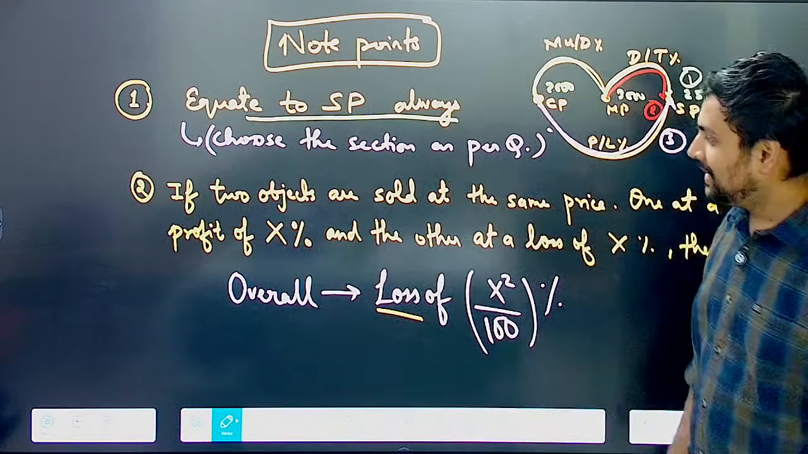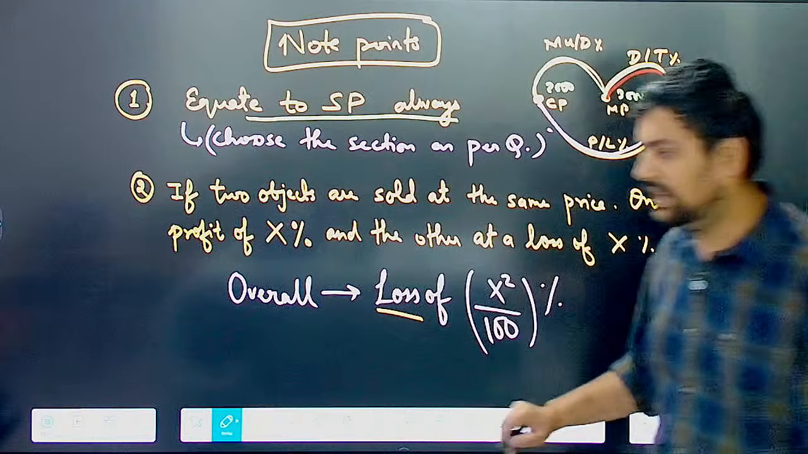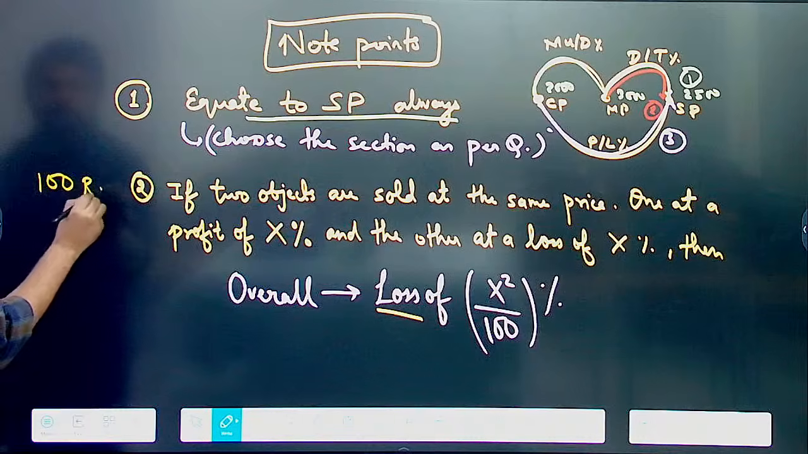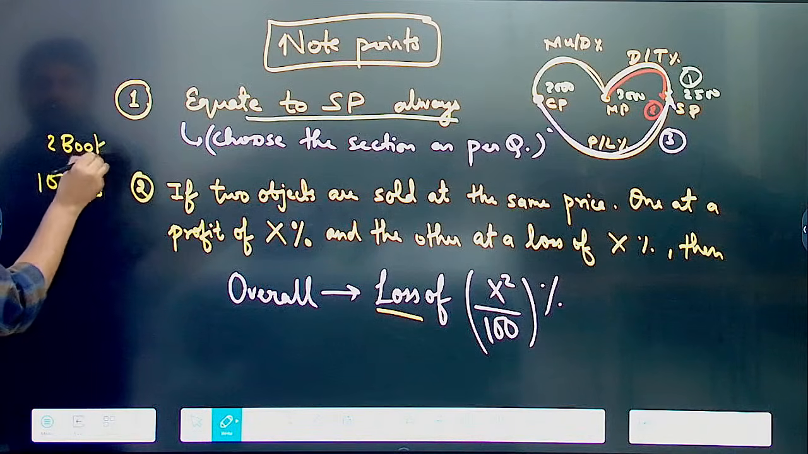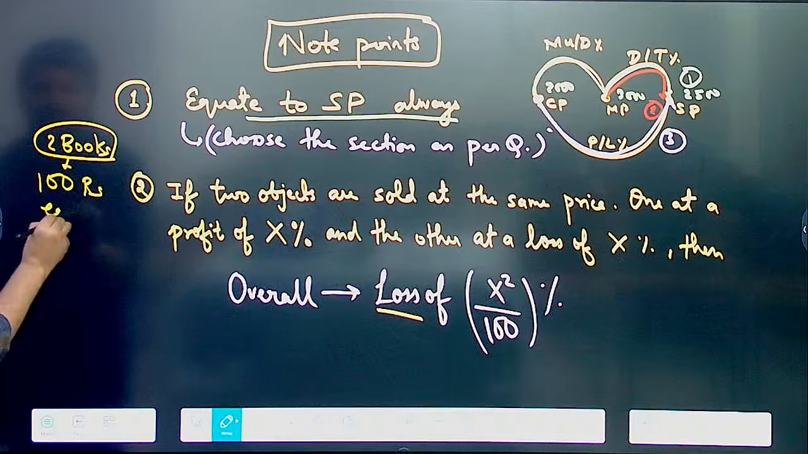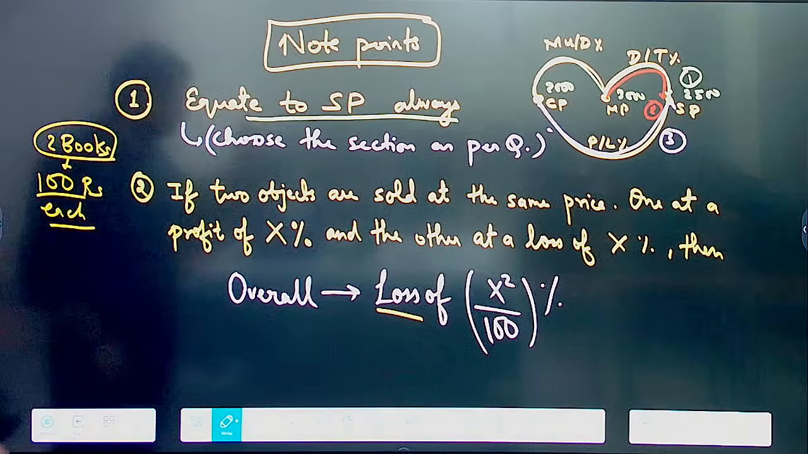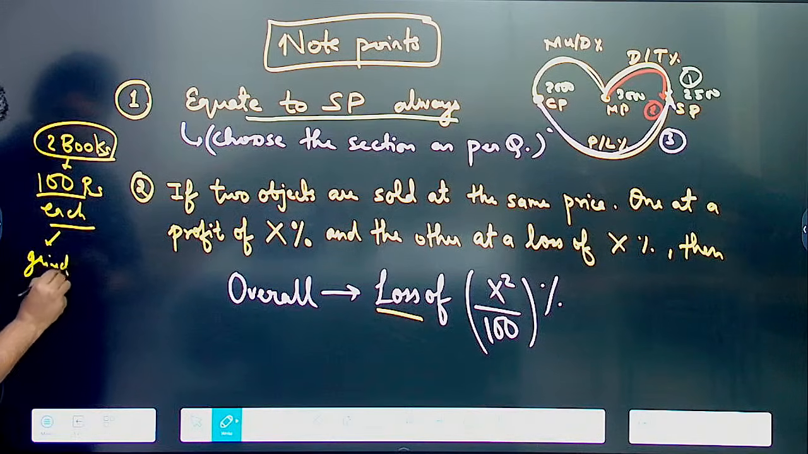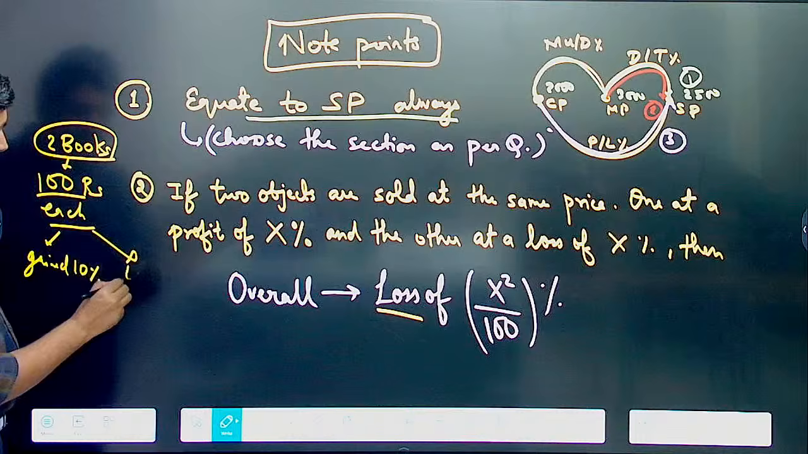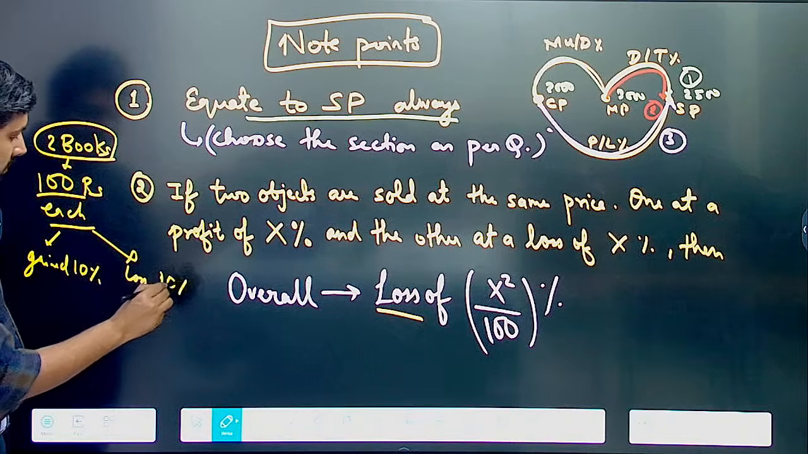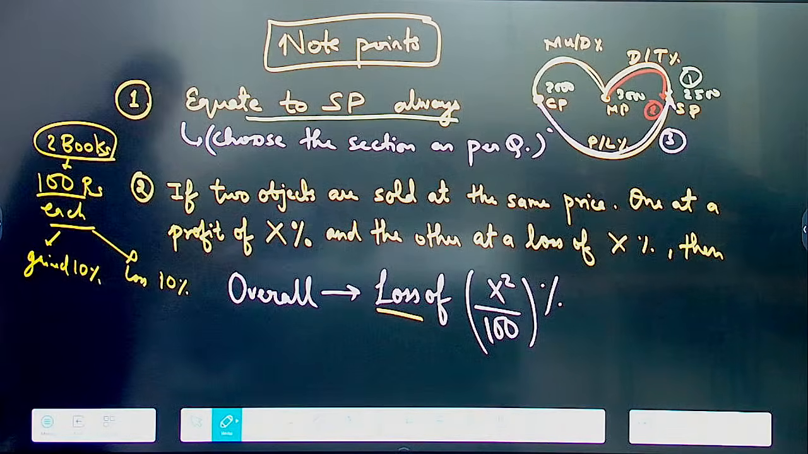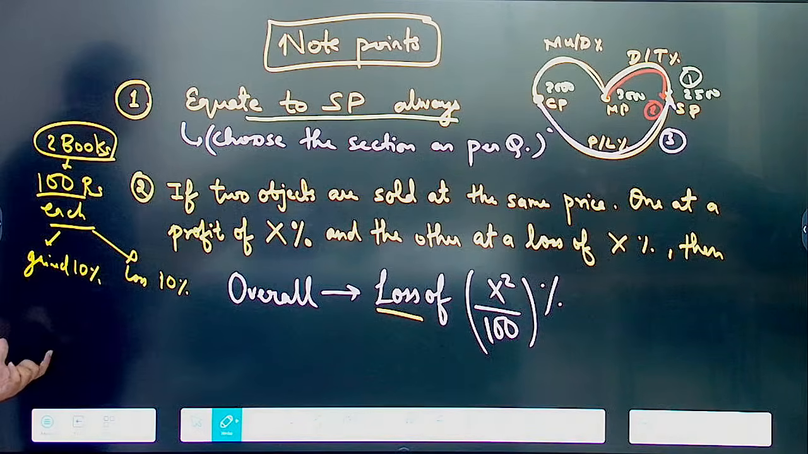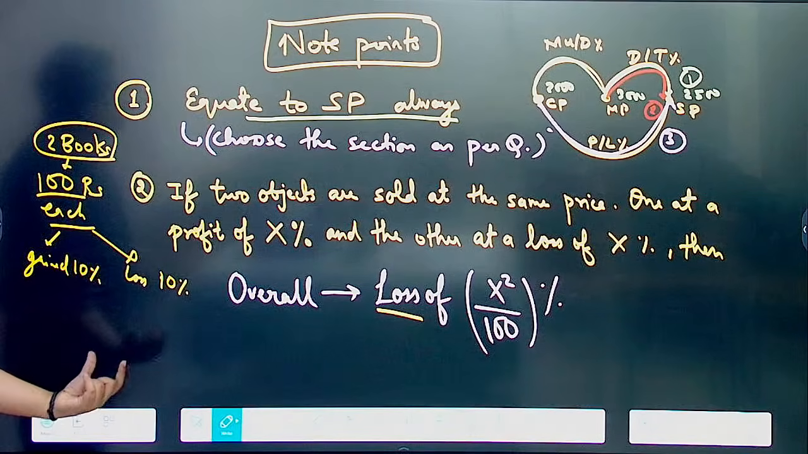Understood? If the selling price of two things is the same, for example, I sold two books at 100 rupees each. In one book I gained 10%, and in the other book I lost 10%, correct? Now here, if I gained 10%, what would have been the cost, and here, if I lost 10%, what would have been the cost?